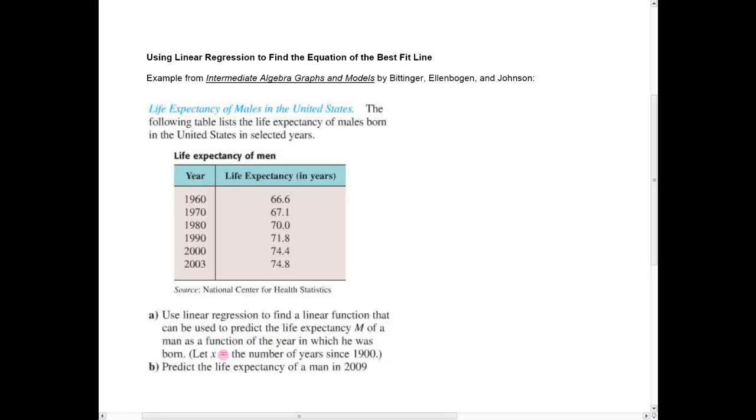And we'll let x be the number of years since 1900. So 1960 would be 60 years from that, right? So this would be my x value, and so on, 70 and 80 and 90 and so on. And these would be my corresponding y values.